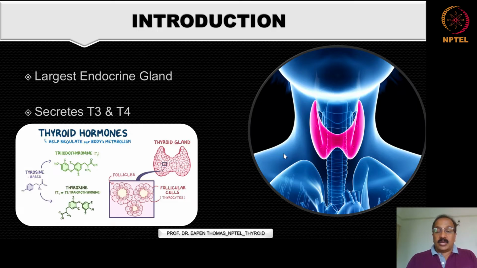Whatever iodine comes from your dietary intake is taken up by the thyroid follicles, and then it combines with tyrosine, and they form two major hormones, T3 and T4. As I told you earlier, T3 is triiodothyronine, and T4 is tetraiodothyronine or thyroxine. T4 is the inactive form. It gets converted to T3, and T3 is actually the active form of the thyroid hormone, which brings about the predominant effects of the thyroid gland.